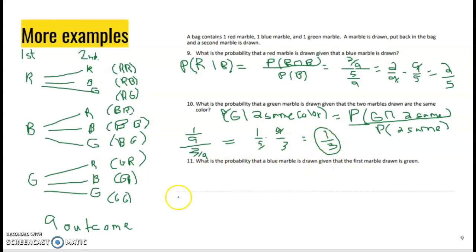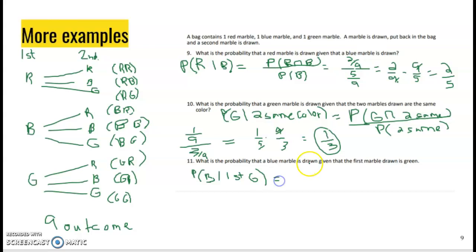What's the probability that a blue marble is drawn given that the first marble is green? So the first has to be a green. Difference there, up here it says the probability that a red is drawn given that the blue marble is drawn. So you could have red, blue, blue, red. Here you have to have that first marble being green. What's the probability that it's a blue?